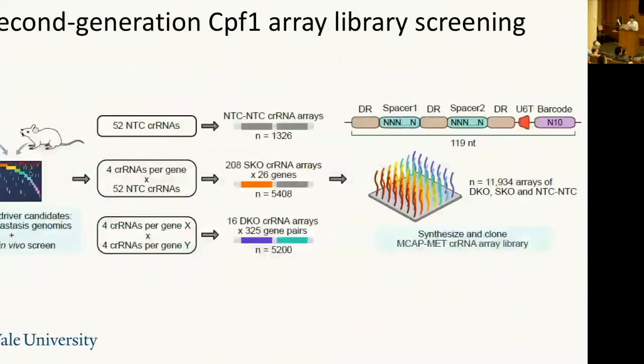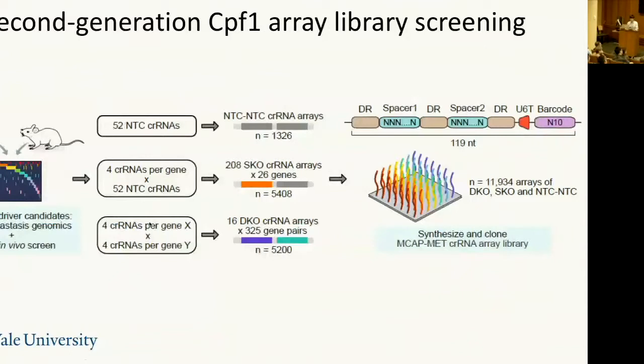And then we went to the metastasis genomics, which is the patients' metastases being sequenced by the Michigan hospital. And we also took the literature-curated metastasis genes, and then we made a metastasis driver candidate gene set, and we computationally calculated all the possible gene pairs of all those genes.